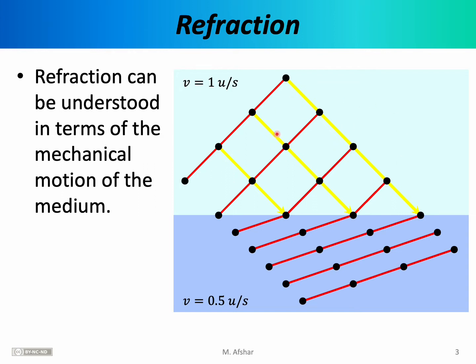The rays in the first medium will look like these yellow lines here. Note that the rays are perpendicular to the wavefronts. In the second medium, the rays will look like this. In the second medium, the rays are perpendicular to the wavefronts in the second medium. As you can see, the rays have clearly changed their directions.